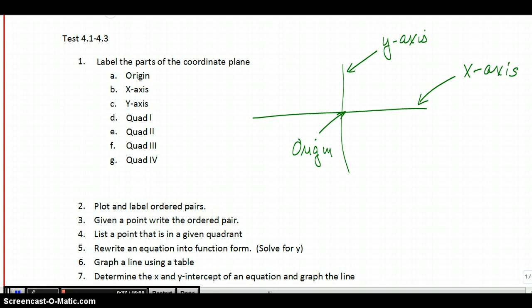Quadrant 1 is the upper right corner. Quadrant 2 is the upper left. Quadrant 3 is the bottom left. And quadrant 4 is the bottom right. So make sure that you can label or identify each of those points.